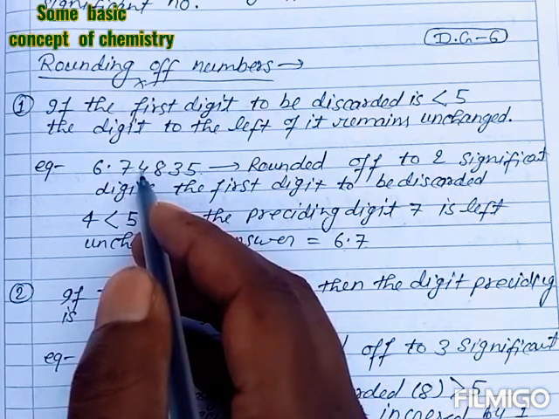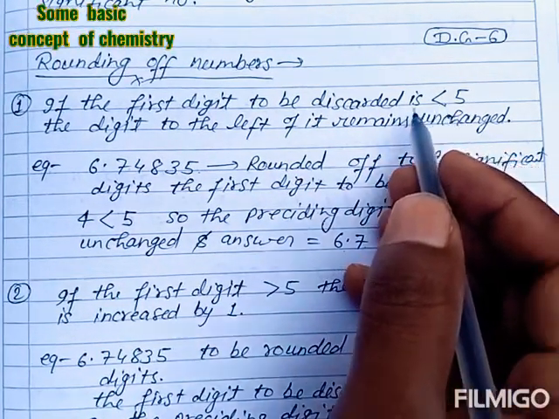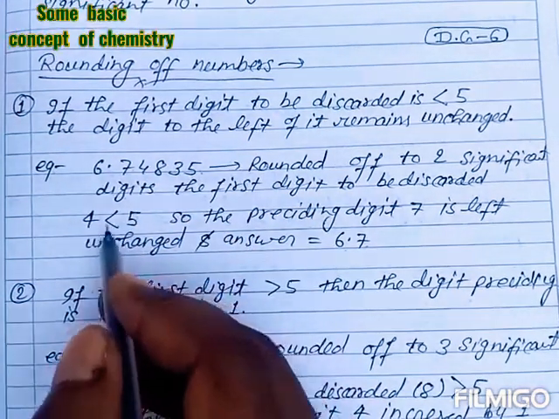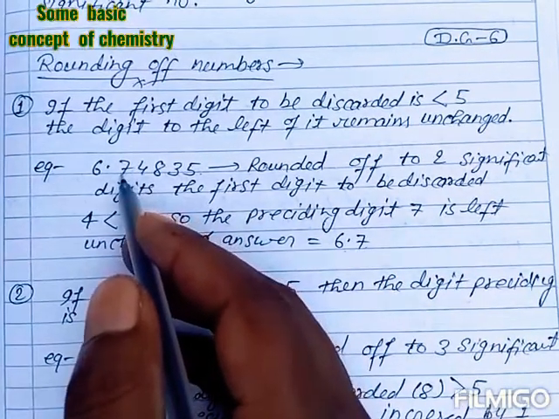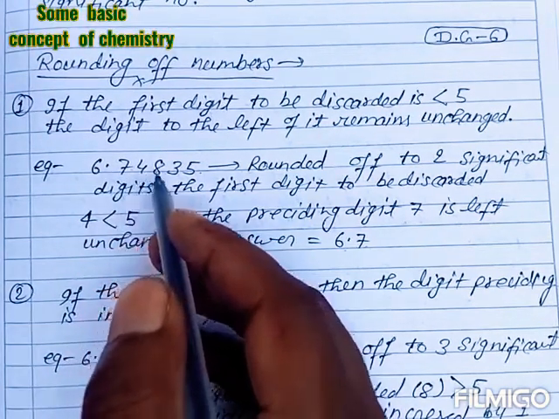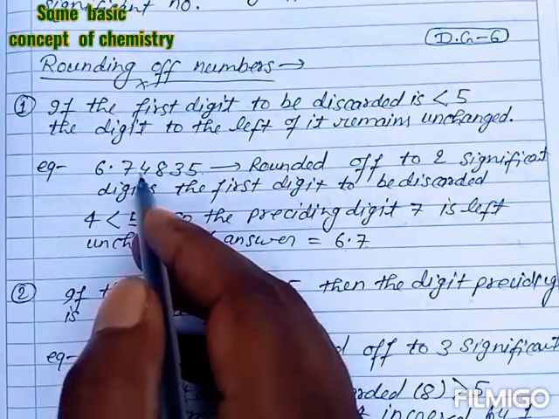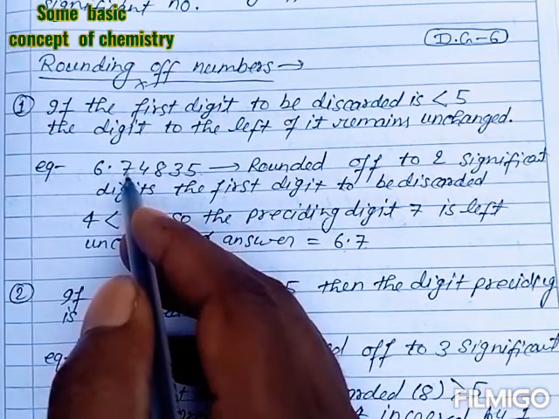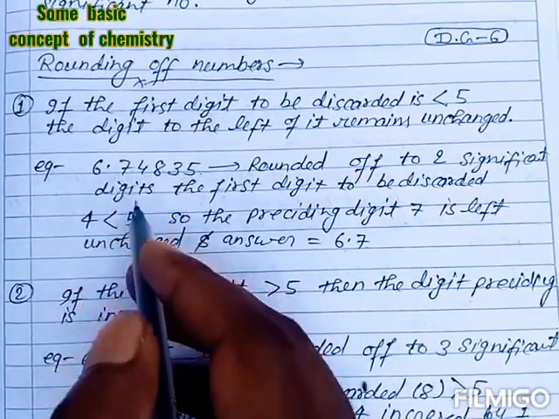So what will be the condition for it? The digit 4 is less than 5, so the preceding digit 7 is left as it is. I am saying that if we are rounding off up to two digits, that is 6.74, and 4 is less than 5, so the preceding digit 7 remains. Then 6.7 will be the answer.